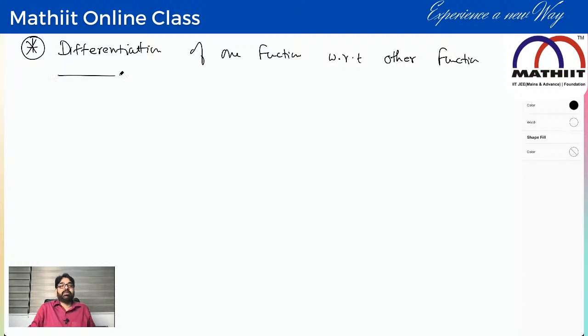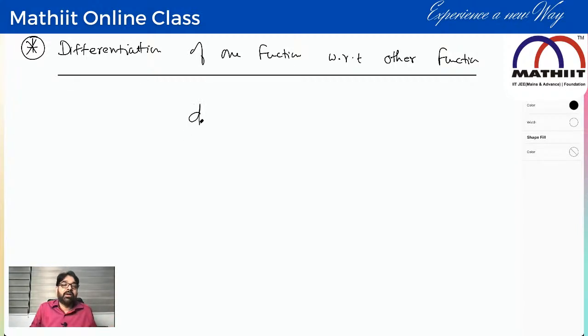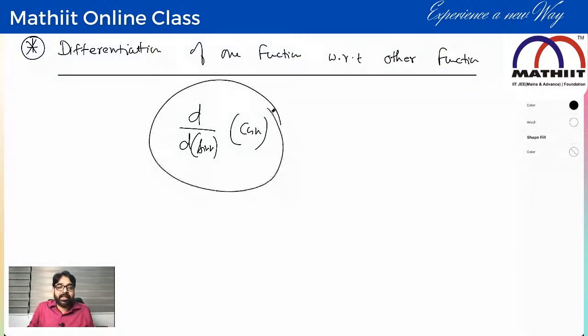Differentiation of one function with respect to other function. What is the meaning of this? Sometimes, just to make you confused, they will say find out d by d of sin x of cos x. You know what is the meaning? This means that we differentiate cos x with respect to sin x. This is called the differentiation of one function with respect to other function.